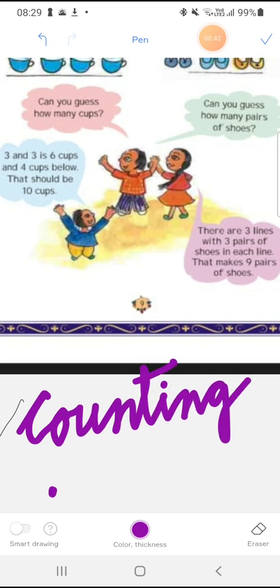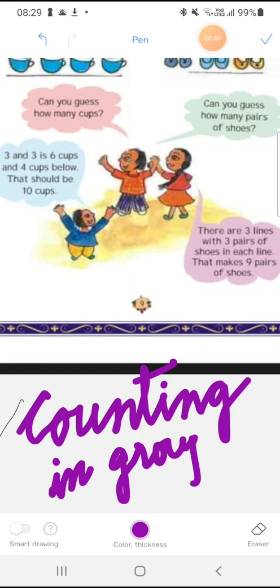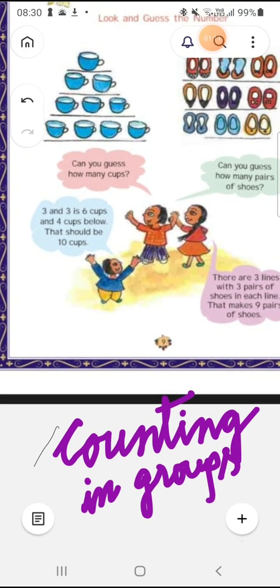So students, in our previous class we have learned a little bit about this chapter, how to count in groups or how to count the objects. If you are given any object, how shall we count that? Now let us see what happens here.